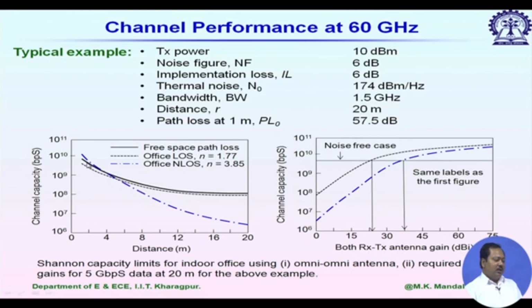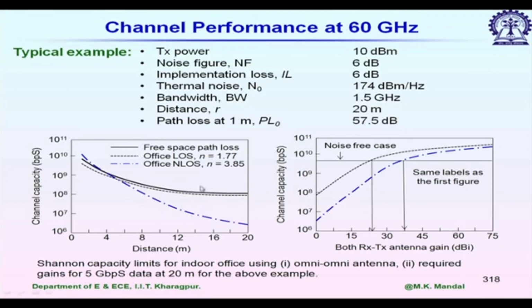This black solid line represents the free space path loss according to the Friis equation, and we see that if I increase the distance, the noise power does not change, but the receive power decreases. Accordingly, the channel capacity decreases. So, at 20 meter it is somewhere in between 10 to the power 8 and 10 to the power 9 bit per second, even though the bandwidth is given as 1.5 gigahertz.